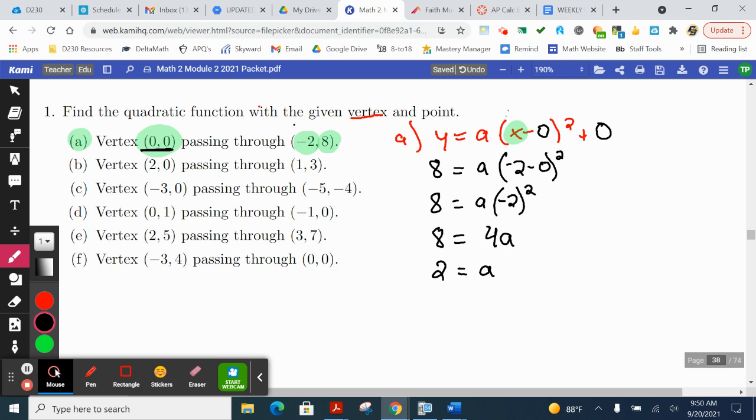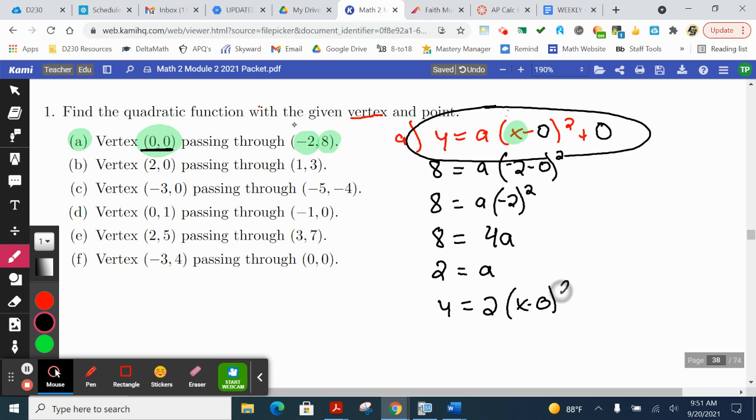So what we now can do is write this entire equation, and we would say that y equals, instead of a generic old a there, we now know that's 2, and then we have x minus 0 squared. If you want to put the plus 0 on the end, you can, but since it's a 0, you don't necessarily need it. Okay?